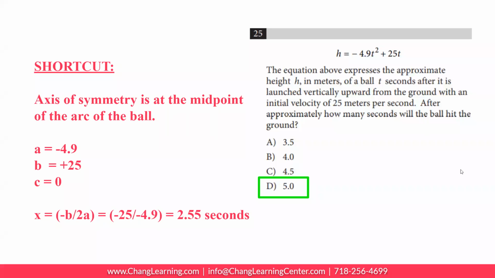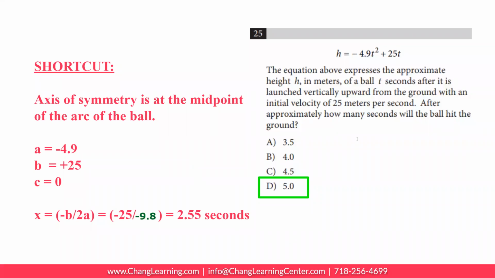9.8. That shouldn't say 4.9, that should say 9.8, which gives us 2.55 seconds. Fix that for you here, because it's negative b over 2a. So this should say negative 9.8. Pardon me as I fix this for you guys. And that is the half-time point of the flight of the ball.